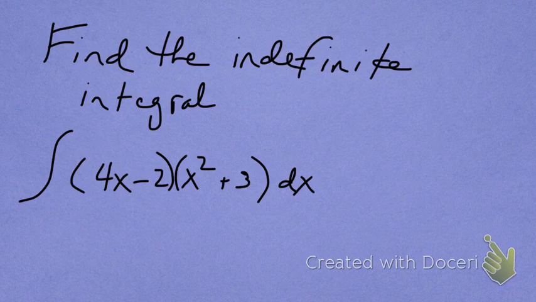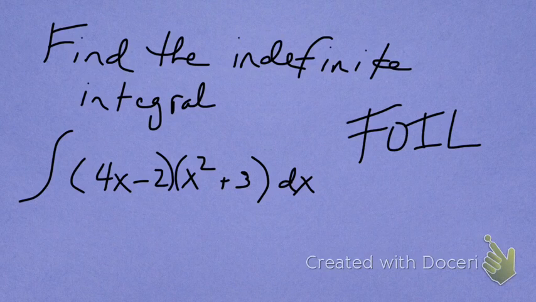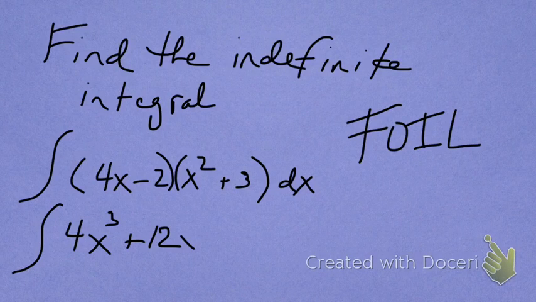How about an indefinite integral? We want to find the antiderivative of the quantity 4x minus 2 times the quantity x squared plus 3 dx. We begin with our FOIL! FOILed again. So when we use FOIL, we come up with 4x cubed plus 12x minus 2x squared minus 6.